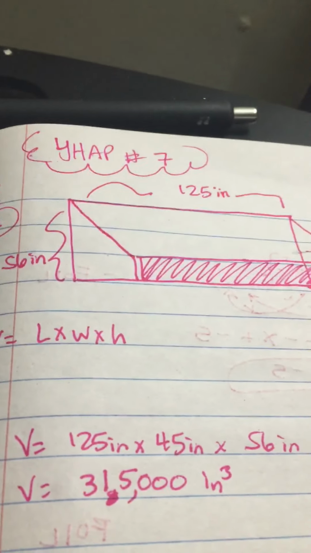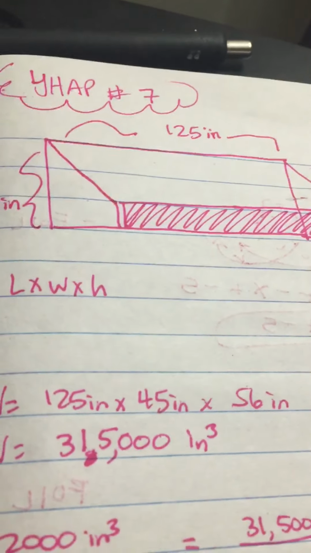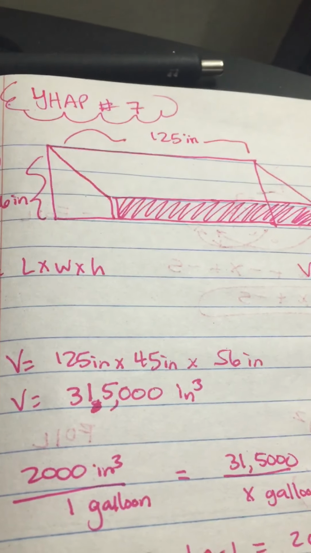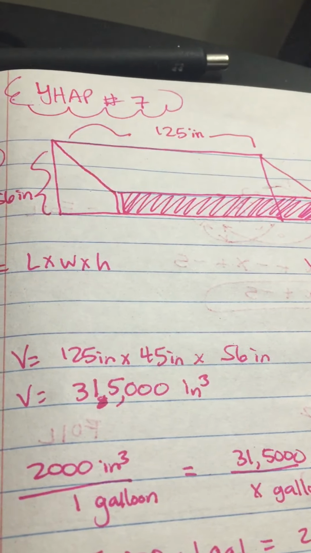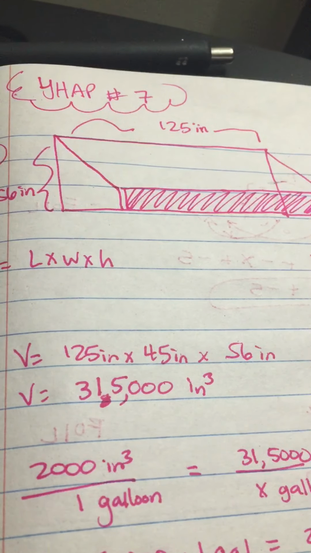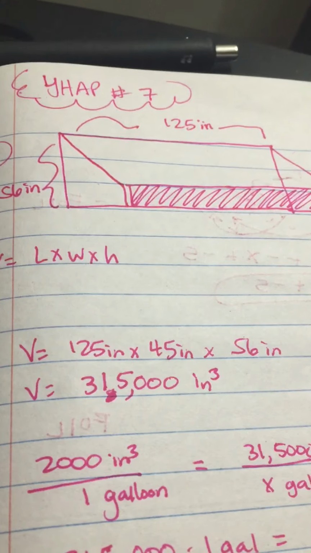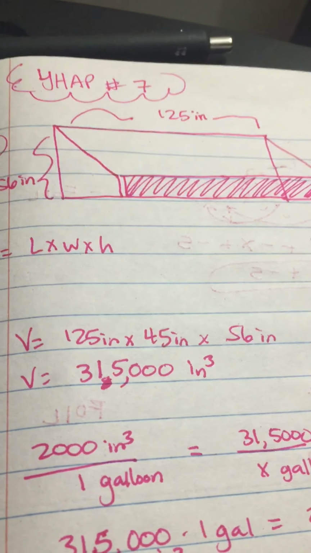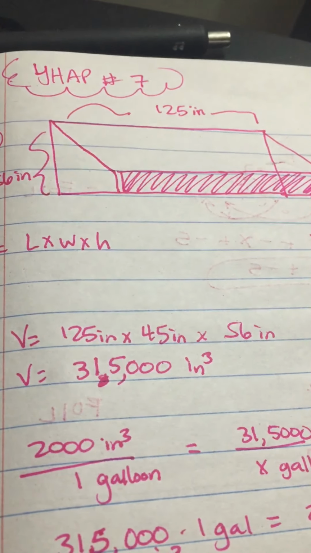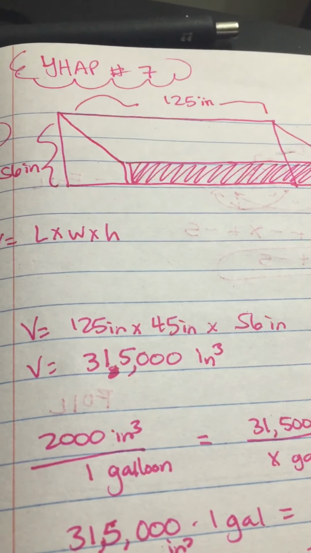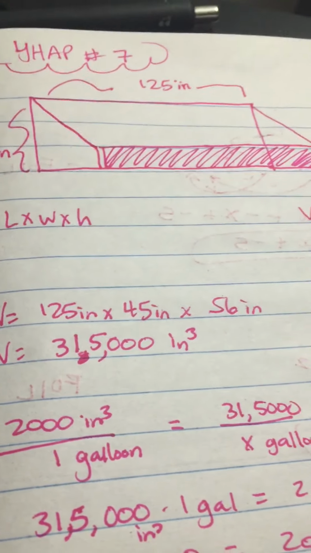I always start with an illustration. My illustration is not drawn to scale, but I have enough information in my drawing to help me visualize what I need to do in order to solve this problem. Remember that the problem says that you have to fill an aquarium with water. How many gallons of water? So I'm drawing my aquarium.